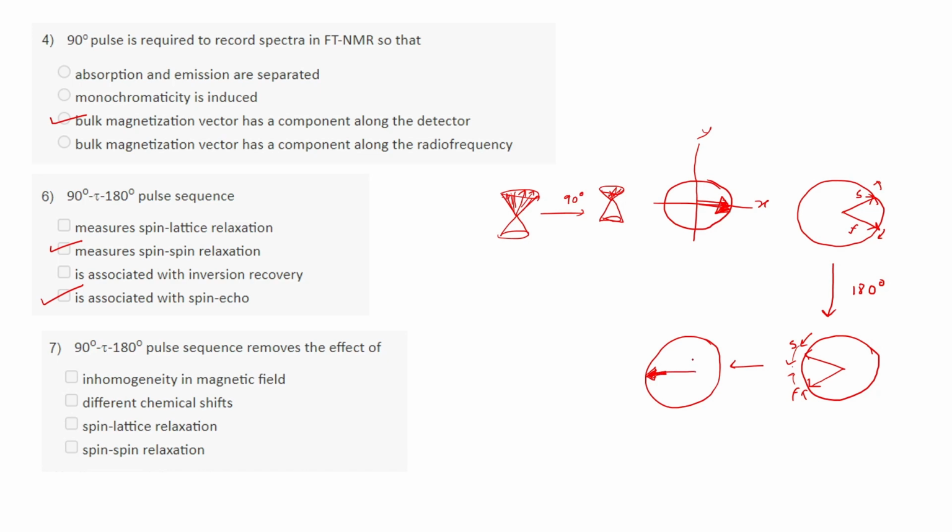But the thing is, now the magnitude will be less. This is how the spin echo will look after some time tau. It will decrease exponentially, e to the power minus t by tau 2. Tau 2 is for spin-spin relaxation, and for spin-lattice relaxation it was 180 degree, tau, and then 90 degree.